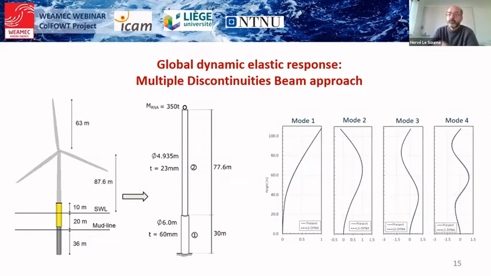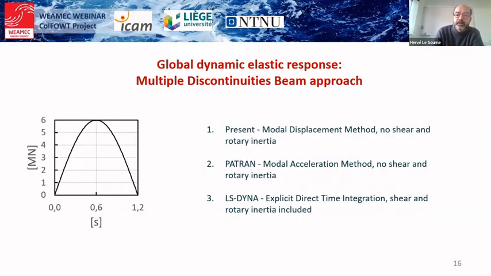Here, for example, we consider a monopile, which is fixed at its lower extremity and supports a mass of 350 tons at its upper extremity. And you can see that natural frequencies and mode shapes are calculated using the multiple beam discontinuity method. Then the shock response of the overall wind turbine is calculated by a modal superposition approach, taking the time evolution of the impact force, which has been previously calculated by the super element solver.